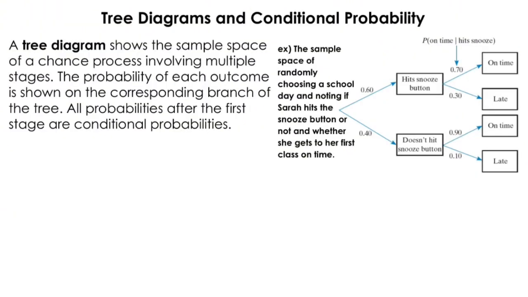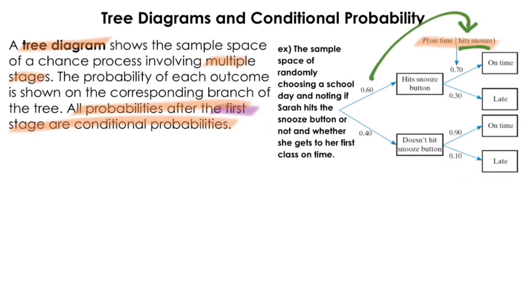Tree diagrams and conditional probability. A tree diagram shows the sample space of a chance process involving multiple stages. The probability of each outcome is shown on the corresponding branch of a tree. All probabilities after the first stage are conditional probabilities. So by first stage, we mean the area right there that I just circled, and then the area that comes second would be a conditional probability.